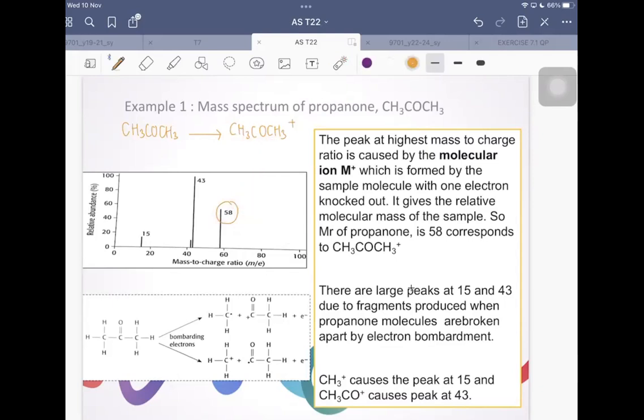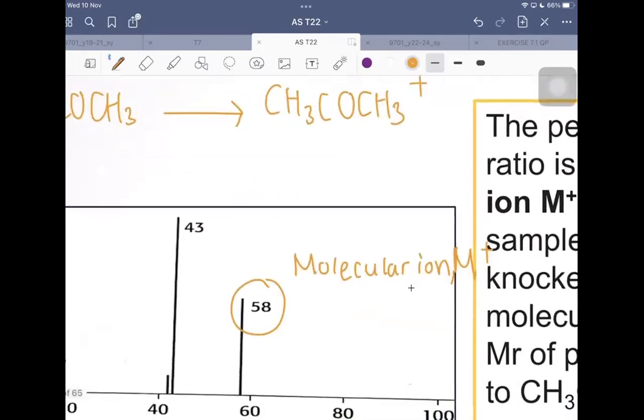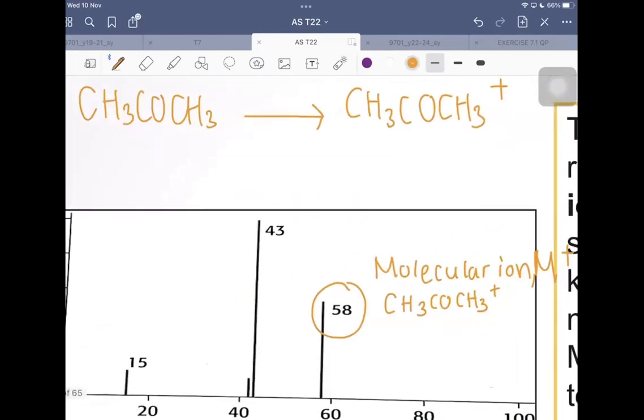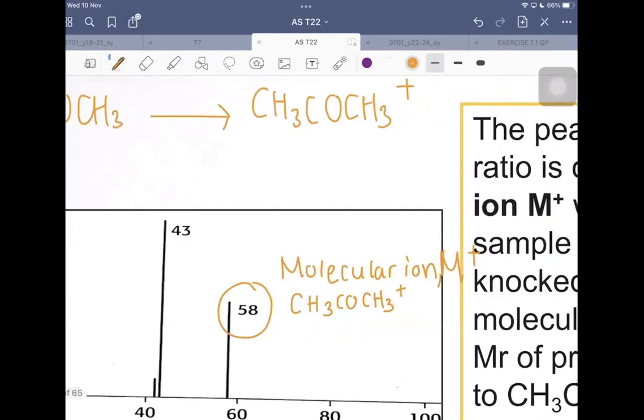Okay, so just label this. 58 is your molecular ion, which is called the M+. The symbol for molecular ion is M+, and this is represented by CH3COCH3 plus. I'll talk about the other fragments here. You've got fragmentation at the mass 43. You've also got a fragmentation at the mass of 15. I will show you what fragment is producing this signal shortly.